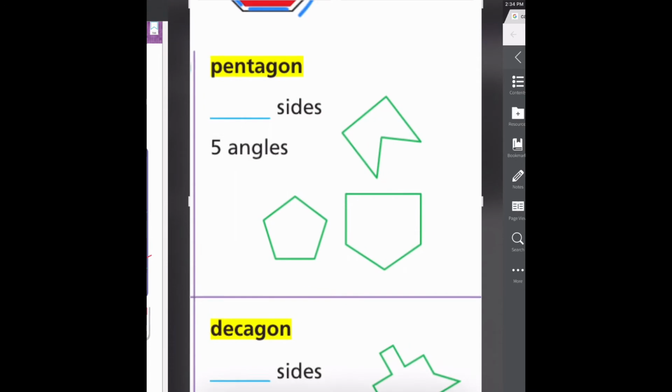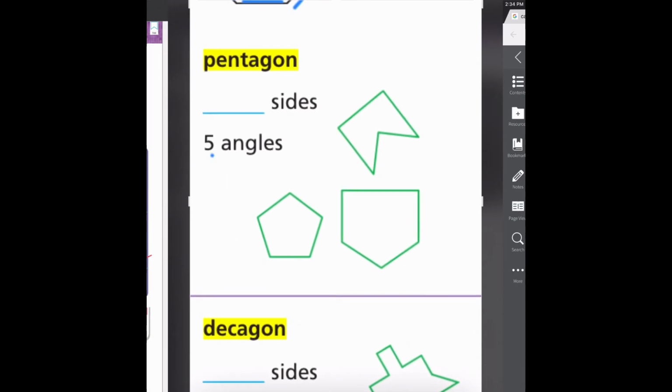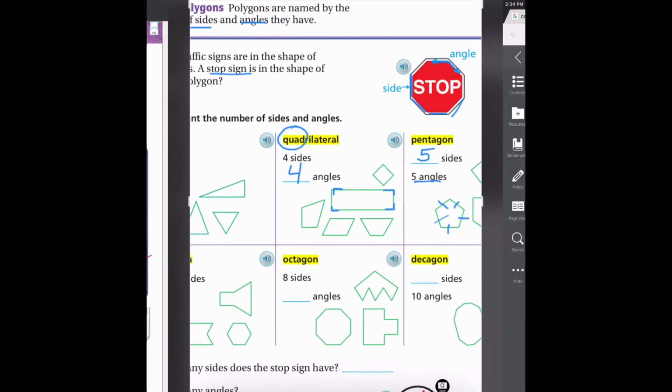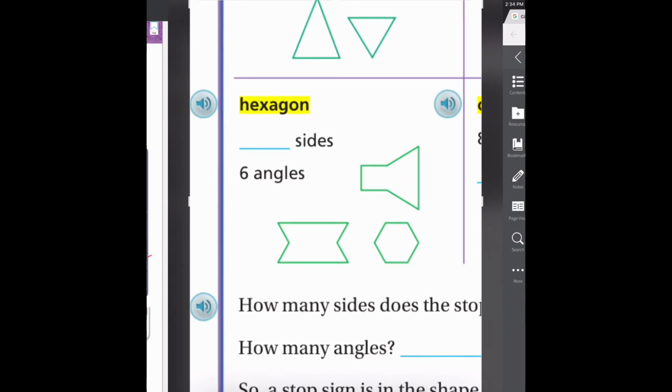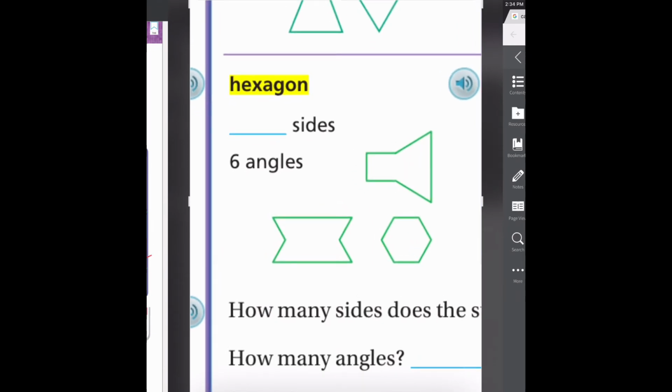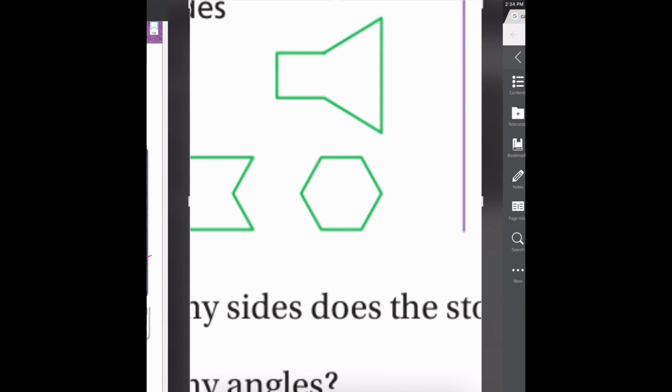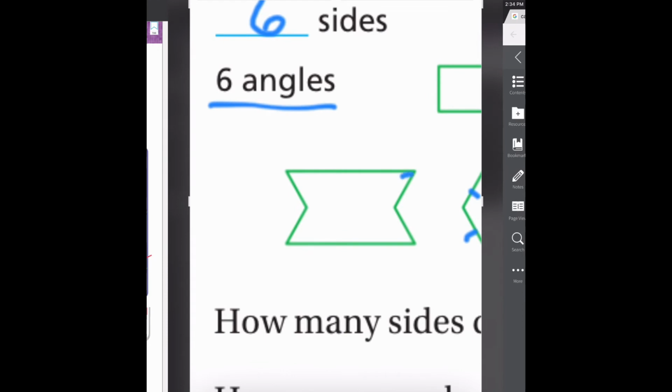Let's look at pentagon. Pentagon, they all have 5 angles, and if we count the number of sides, 1, 2, 3, 4, 5, they all have 5 sides. I hope you're seeing the pattern by now. Our polygons, they all have the same number of sides and the same number of angles. So if it has 6 angles, you know it's going to have 6 sides without even counting. But we can count them. 1, 2, 3, 4, 5, 6 sides. Let's count the angles. 1, 2, 3, 4, 5, 6.